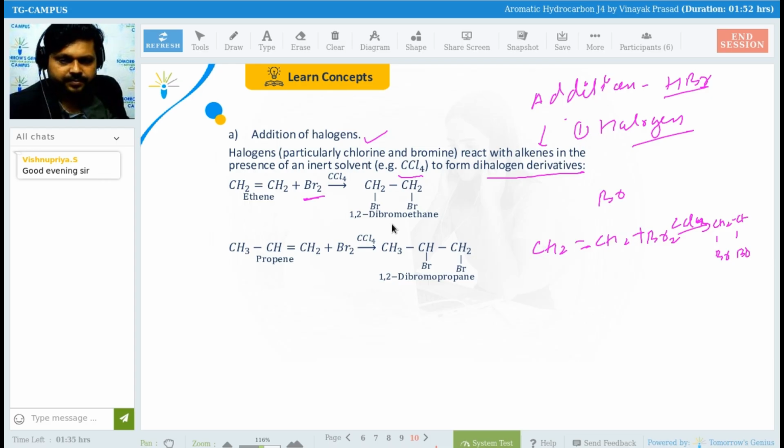Clear, guys? Any doubt? So this is the addition reaction, addition of halogen, that we have got here. If two Br are there, both Br will join these carbons. Clear? Any doubt? No. CH3CH=CH2 with Br2 in the presence of CCl4. So Br2 is there, and these two Br will join these two carbons. Clear, everyone?